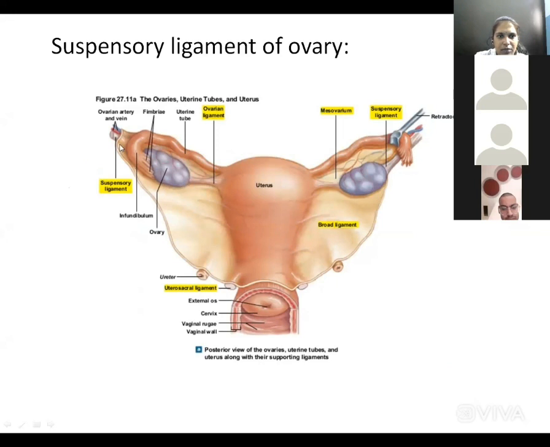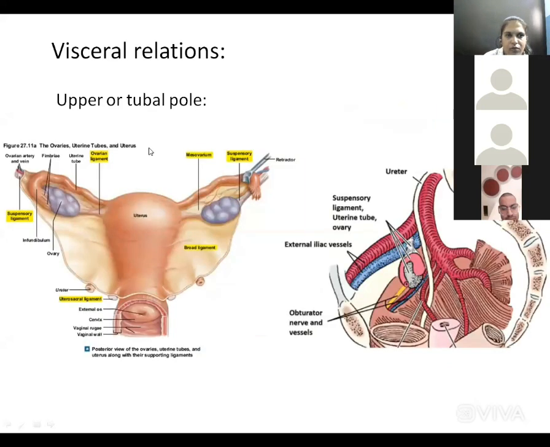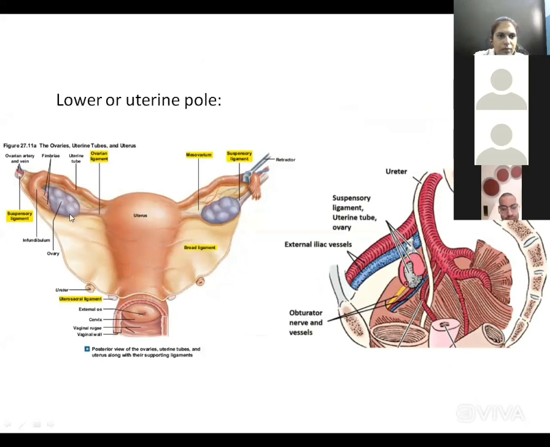Then suspensory ligament, which is a part of broad ligament, which suspends it from the external iliac vessels and is attached to the tubal fimbriae and the upper pole or tubal pole. Then visceral relations, upper pole is related with the fimbriae and suspensory ligament as well as to the uterine tube. Now lower pole gives attachment to the ovarian ligament, which is attached posterior inferior to the uterine tube, and it is related with the pelvic diaphragm.